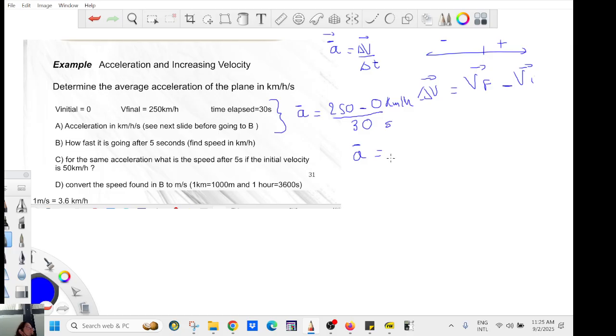So what do you get? 8. Okay? Kilometer per hour per second. So what does it mean? It means that every second you go faster by 8 kilometers per hour. Okay, so it's a rate.